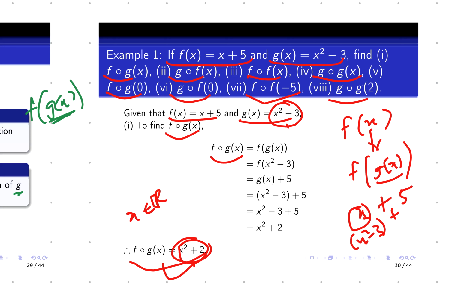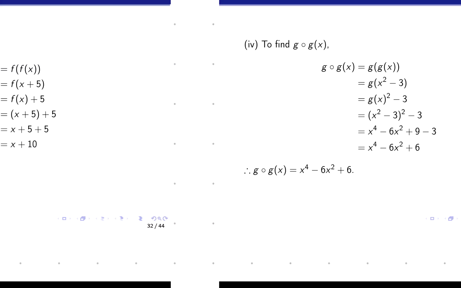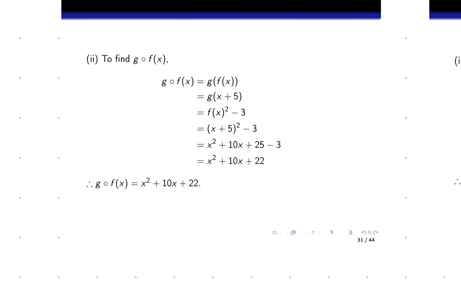So the next thing we need is to find g of f of x. Let's see, is f of g of x the same thing as g of f of x? Let's see if that is true in slide 31. Slide 31, yeah. So look at this now. So we have g of f of x. Now g of x normally has its own expression. g of x, if you remember, is x squared minus 3.